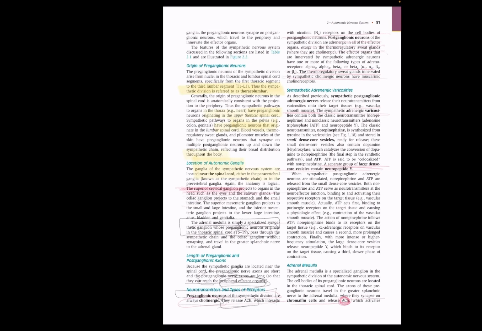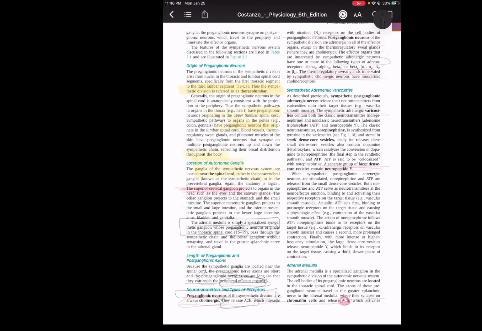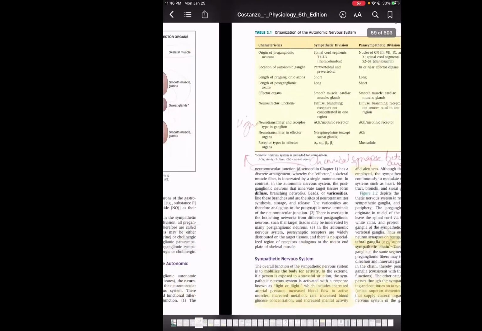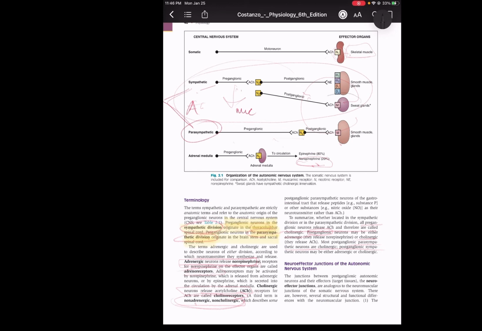Here I've shown you the following types of adrenoreceptors: alpha 1, alpha 2, beta 1, beta 2. The thermoregulatory sweat glands, innervated by sympathetic cholinergic neurons, have muscarinic cholinoreceptors. As I showed you here, the muscarinic sweat glands, and the smooth muscle glands here. This is norepinephrine, and this is acetylcholine. This is muscarinic, and this is alpha 1, alpha 2, beta 1, beta 2.